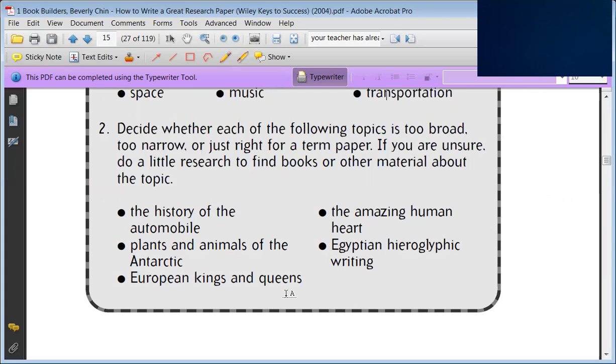So if you are not sure, you can do some search to decide whether these topics are general, narrow, or just right.